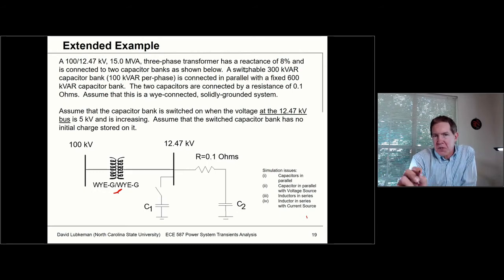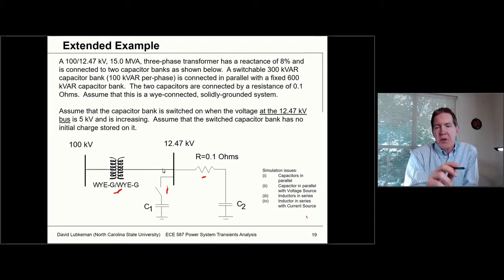And so we're assuming there's going to be a little bit of contact resistance in here between the two capacitors, and I'm talking just a little bit about why we would have to have something like that. If I were going to do this again, I would probably put that contact resistance in the breaker, but it's just a small amount of resistance. And so the transformer has a reactance of 8%. We have an existing 600 kVAR capacitor. We're going to switch in an additional 300 kVAR. That's 300 kVAR three-phase, so that would just be 100 kVAR per phase.